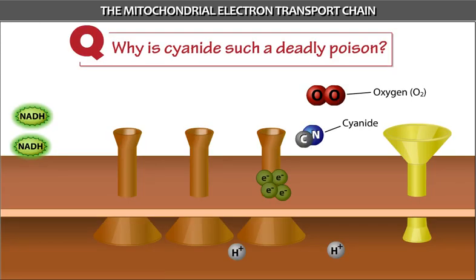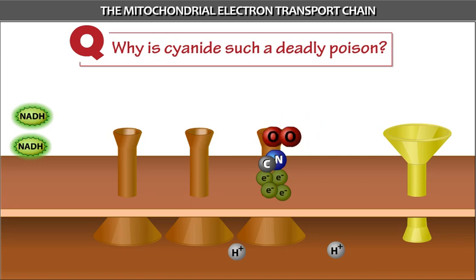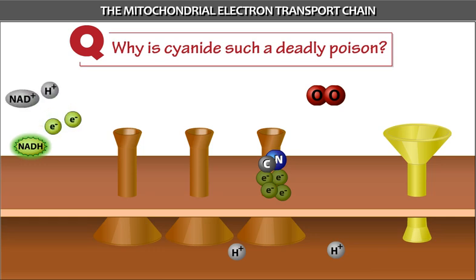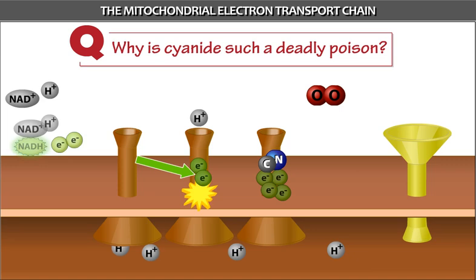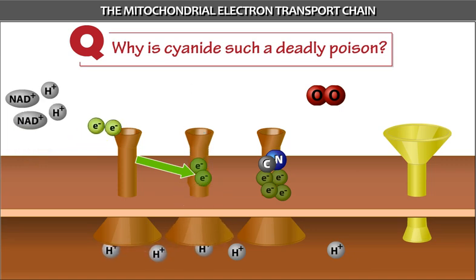Why is cyanide such a deadly poison? Cyanide is a deadly poison because it cripples the electron transport chain. Cyanide binds to the last complex in the chain, and in doing so, blocks oxygen from binding. Recall that during the operation of the electron transport chain, NADH donates electrons to the beginning of the chain. The process of electron transport fuels a pump of protons across a membrane.